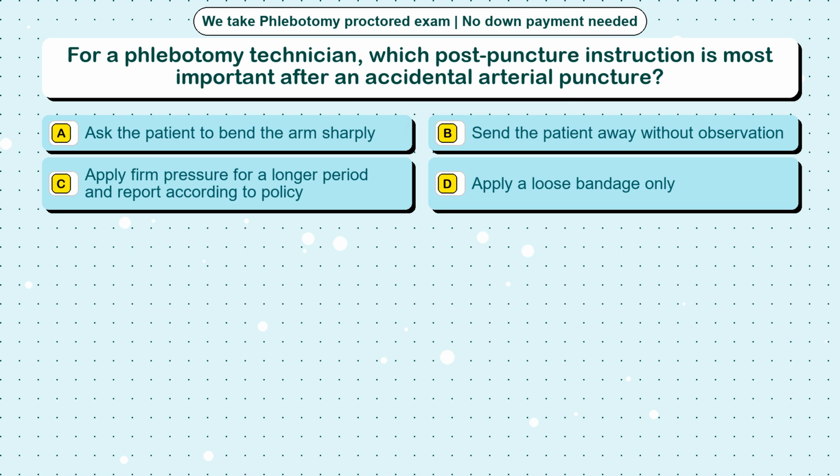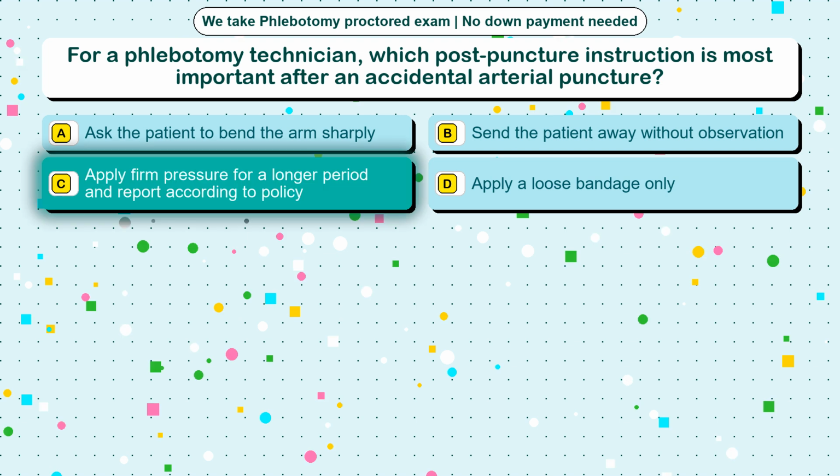Question 71. For a phlebotomy technician, which post-puncture instruction is most important after an accidental arterial puncture? Option A, ask the patient to bend the arm sharply. Option B, send the patient away without observation. Option C, apply firm pressure for a longer period and report according to policy. Option D, apply a loose bandage only.